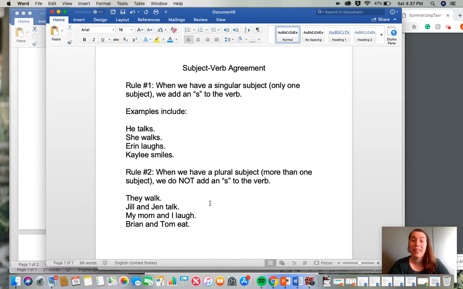And then finally, my last example says Brian and Tom eat. And you could have Brian eats, or you could have Tom eats. But when you put them together, Brian and Tom, you're saying they eat. The two of them, more than one person. So again, they is plural. Having more than one subject, Jill and Jen, or Mom and I, or Brian and Tom, that's a plural subject, which means you do not put an S at the end of your verb.